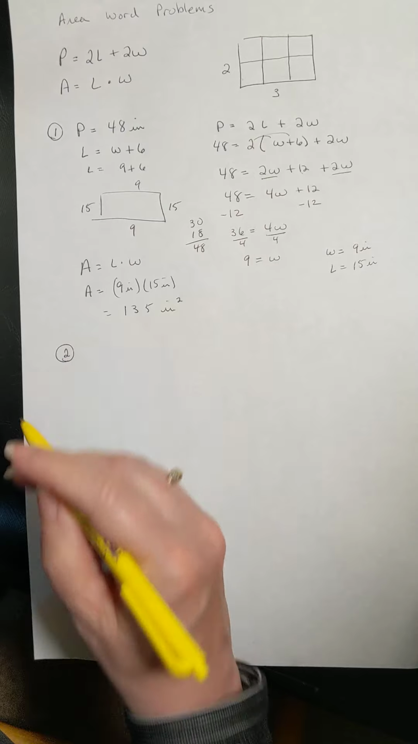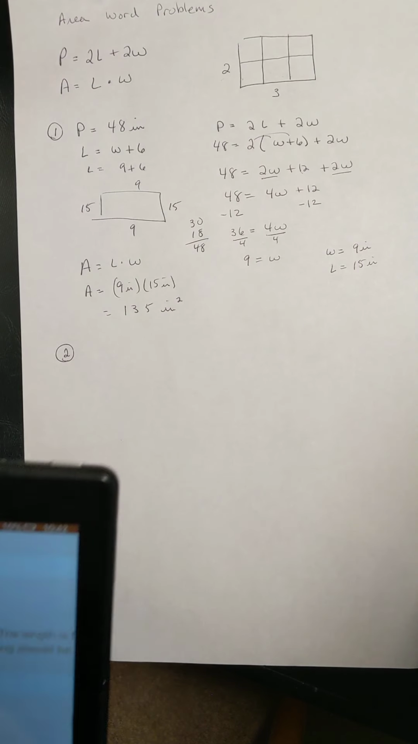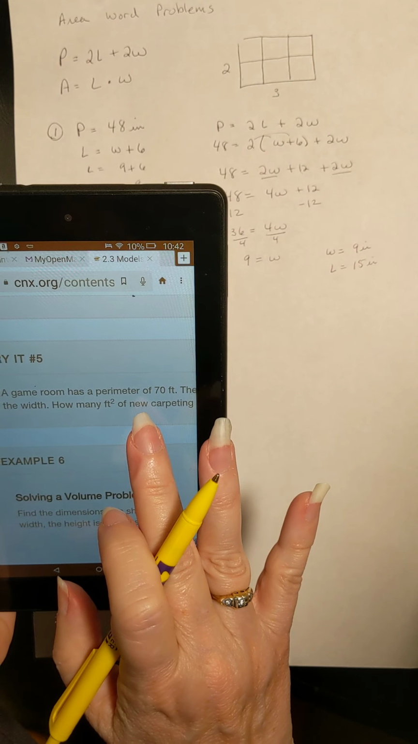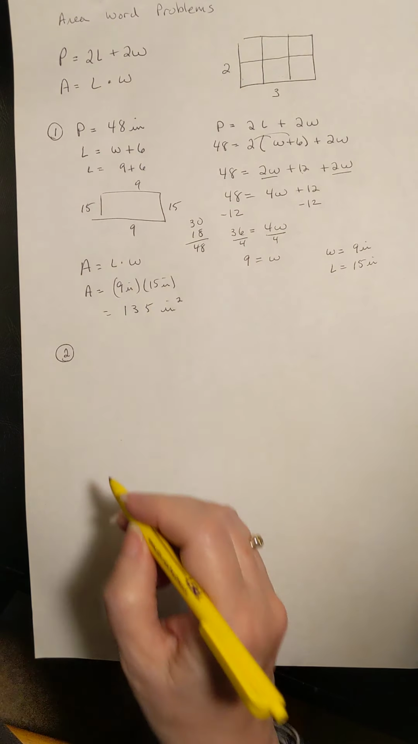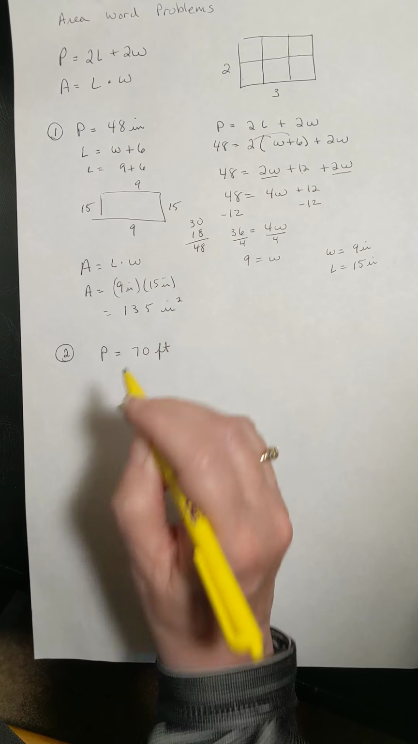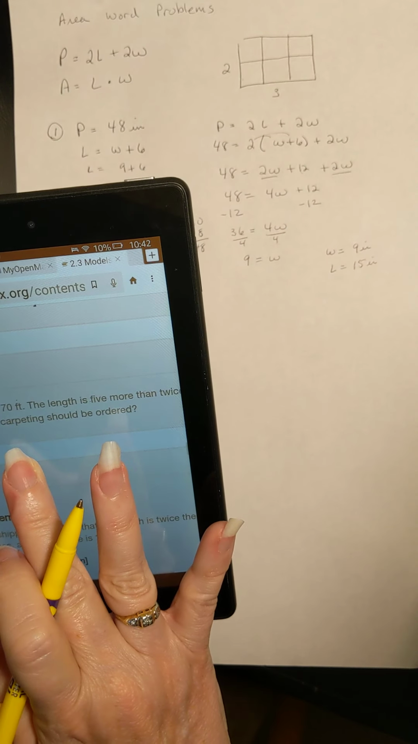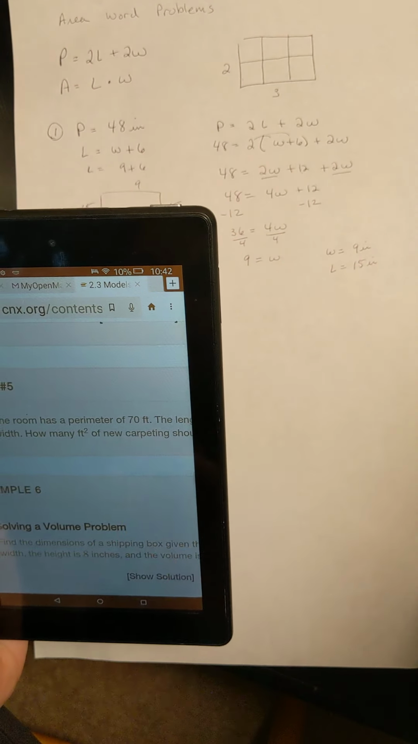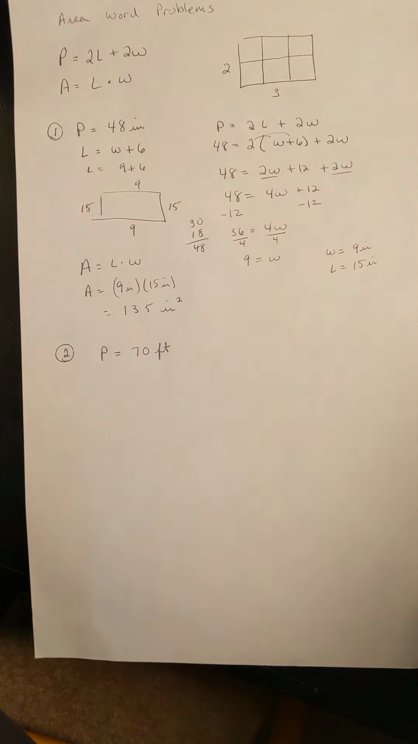Problem number 2 says a game room has a perimeter of 70 feet. So my perimeter is 70 feet. The length is 5 more than twice the width. Okay? So you figure out what is the area in square feet, and then turn the video back on.